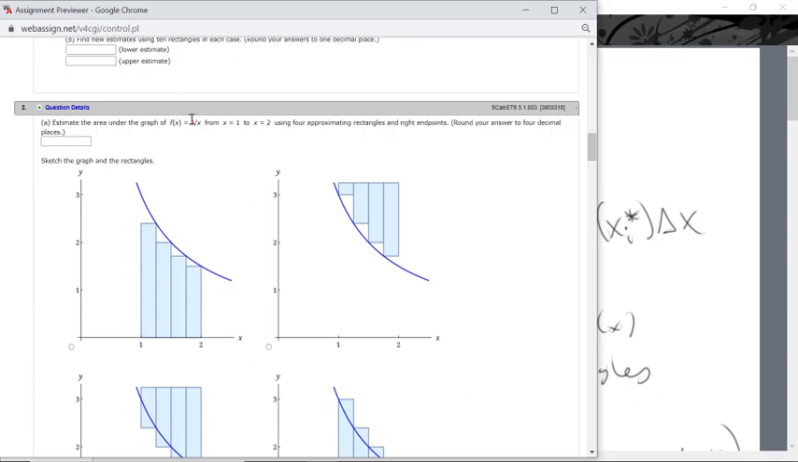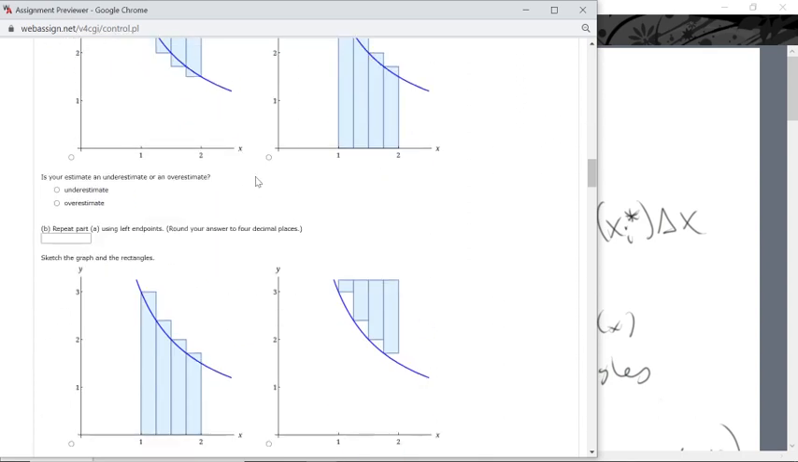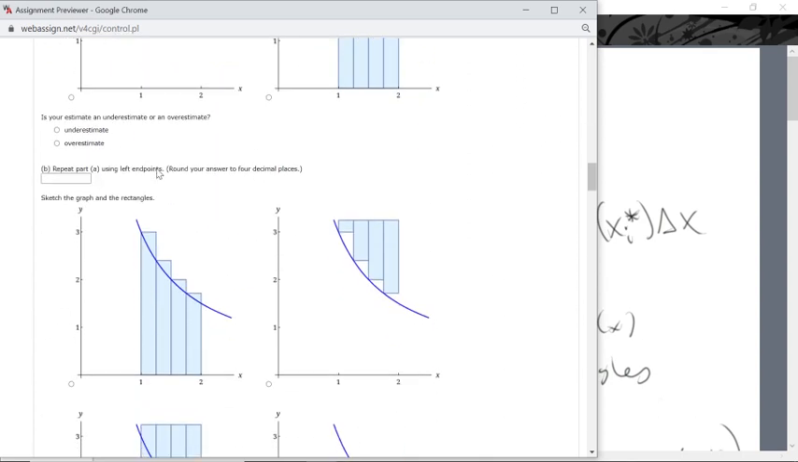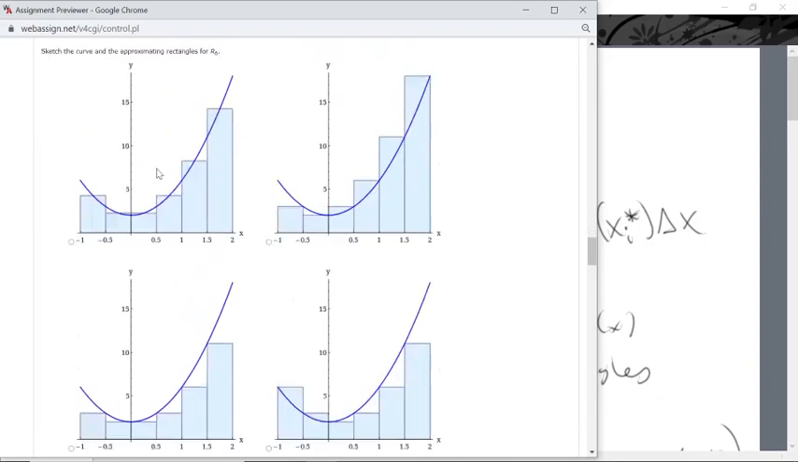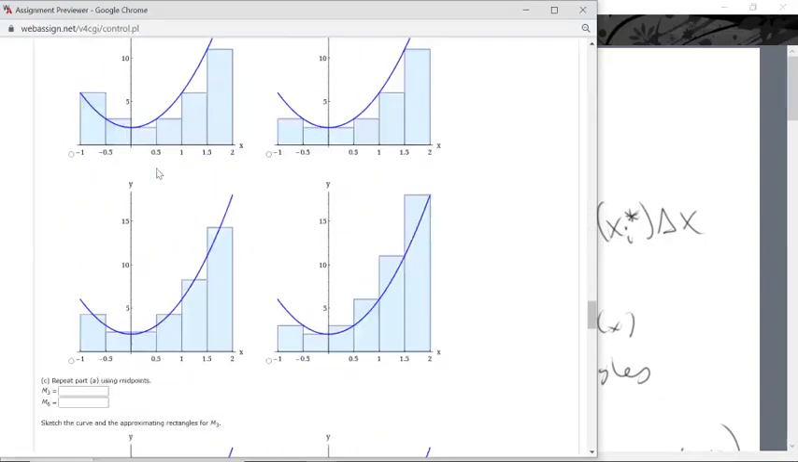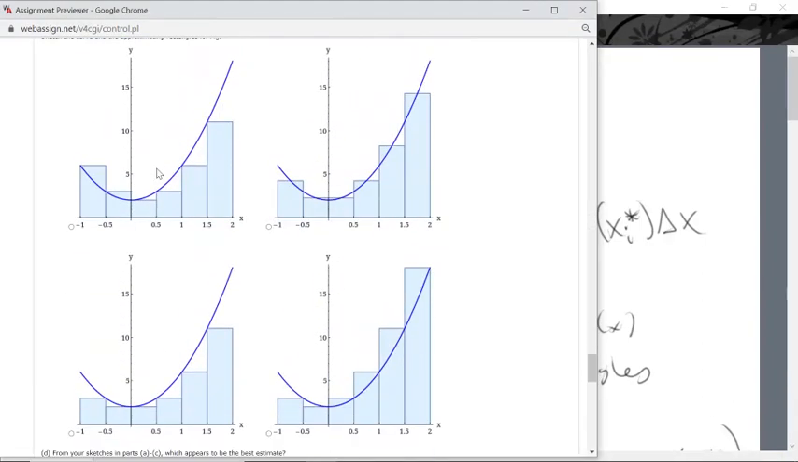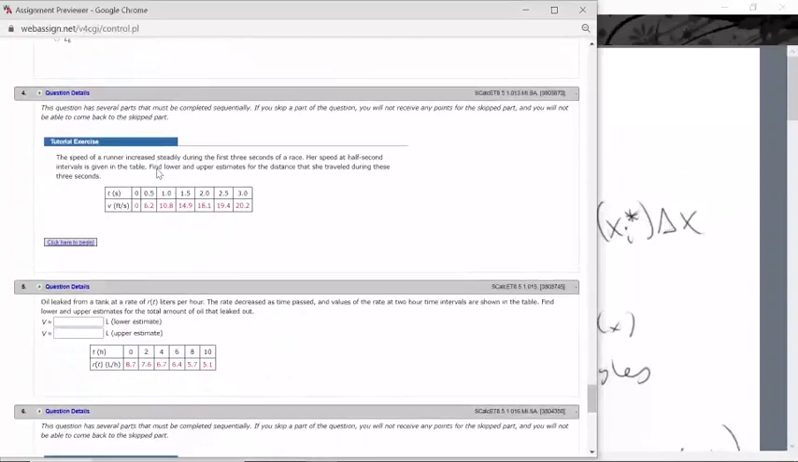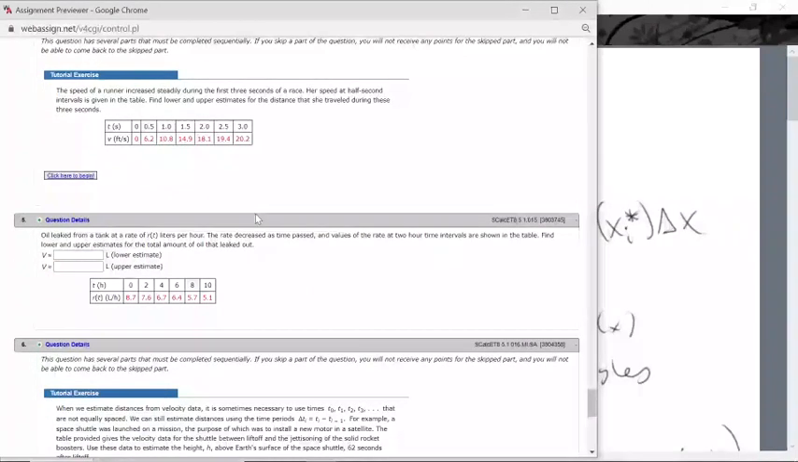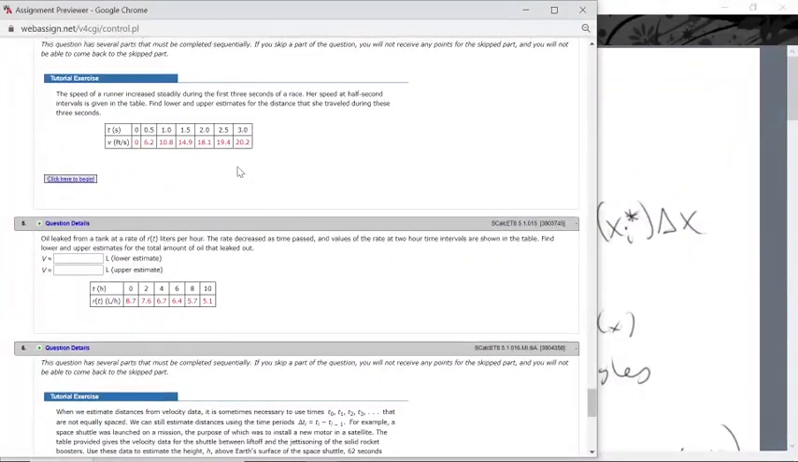Here you're given a symbolic function, and you're given the interval. Using 4 approximating rectangles, so n is equal to 4. Did you get an overestimate or underestimate? Another symbolic function you can use. And then you have a couple of examples here, like I already worked through, that are dealing with velocity functions. You might have a table of values.